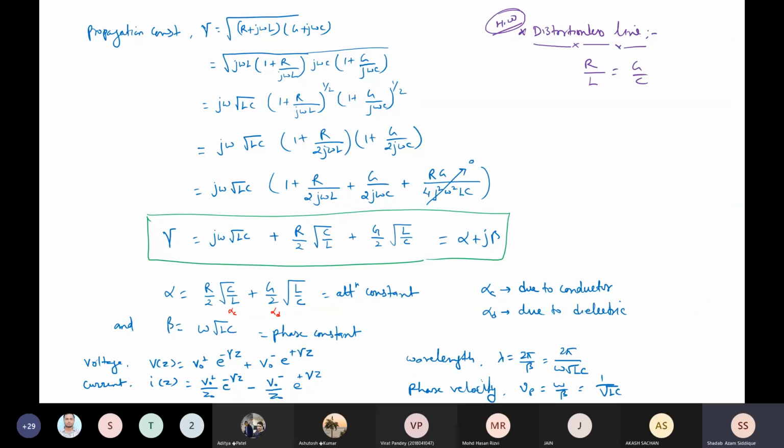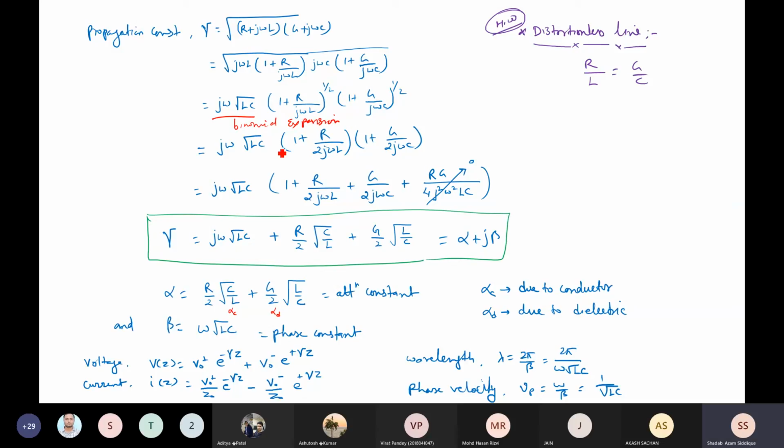Gamma is equal to square root of (r plus j omega L) into (g plus j omega c). So we take j omega L outside and j omega c outside. Taking j omega outside, you will get j omega root under LC, and this will give you (1 plus r by j omega L) power half, (1 plus g by j omega c) power half. Now take the binomial expansion.